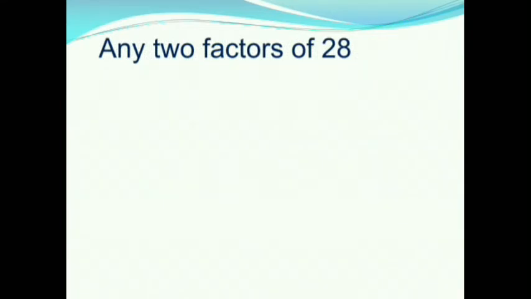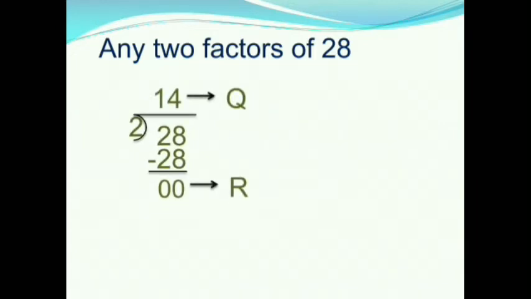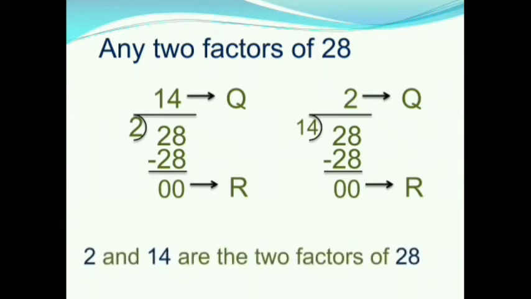Now we will write the factors of 28. 28 is divisible by 2. 14 is the quotient and 0 is the remainder. 28 is divisible by 14. 2 is the quotient, 0 is the remainder. Therefore, 2 and 14 are the factors of 28.